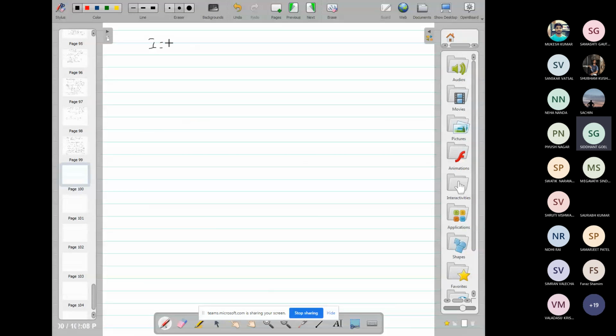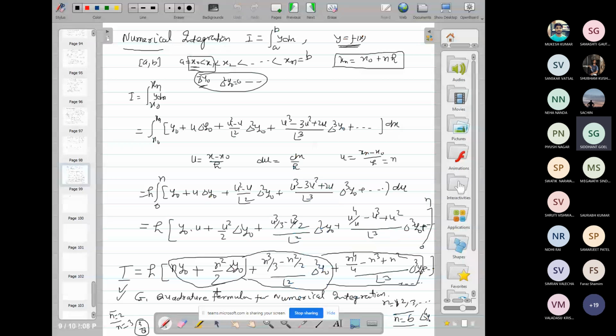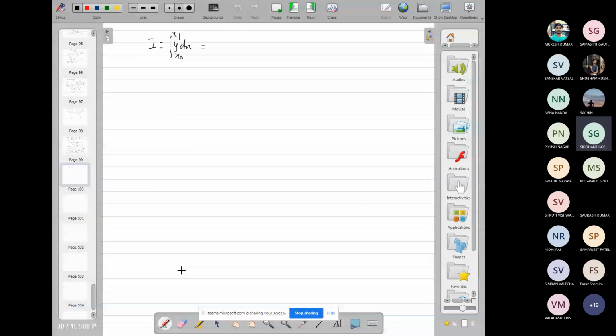I is equal to the integral from x0 to x1 of y dx. So this is equal to, substituting in this formula, h times (n y0 plus n square by 2 del y0), with n is 1. So this is h by 2 (2y0 plus y1 minus y0). So this is equal to h by 2 (y0 plus y1). So this is the formula for trapezoidal rule.